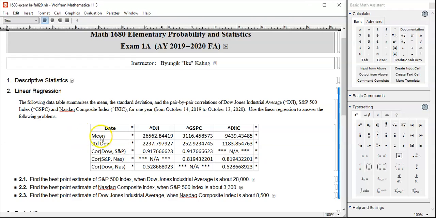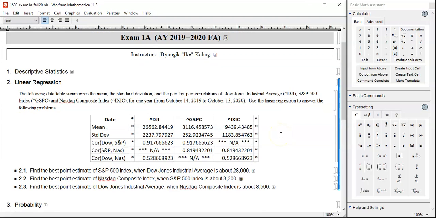Now, let's look at these. Mean of Dow Jones is this, mean of S&P 500 is this, the mean of NASDAQ is this, and so on. So mean and standard deviation, you can easily see which is which. Now let's go to correlation. The correlation for Dow and S&P, so we are looking at these numbers, and these numbers are the same. Of course, we are looking at Dow and S&P, and we are looking at those pair.